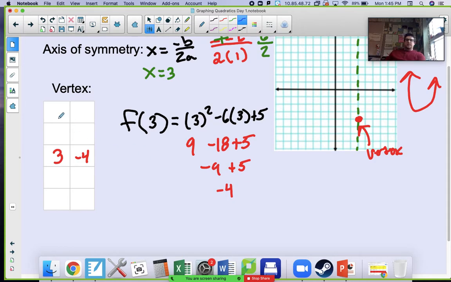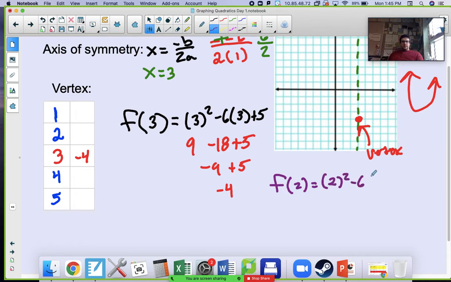To fill out the rest of the table, we only have to do half. So we have 2 and 1, 4 and 5. We're either going to plug in the 1 and the 2, or we plug in 4 and the 5, because we know that these answers are symmetrical. Best choice is to do the 1 and the 2. The numbers are smaller. So we're going to plug in 2 into our function.